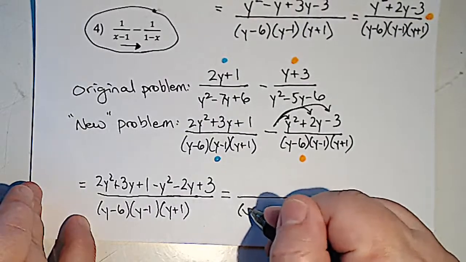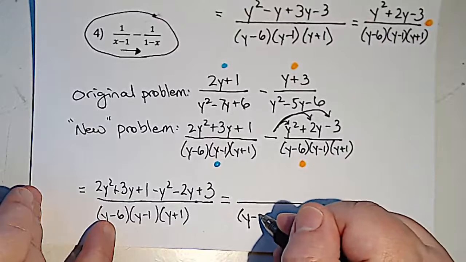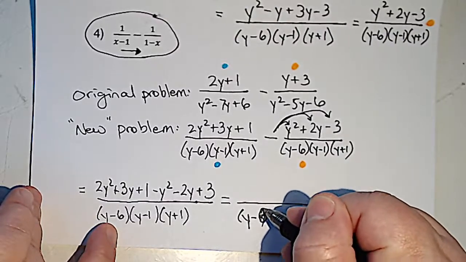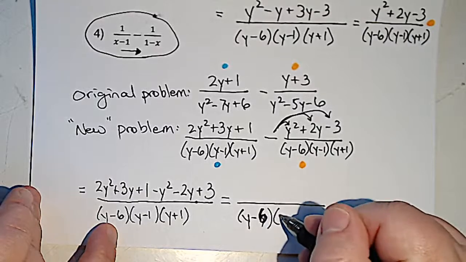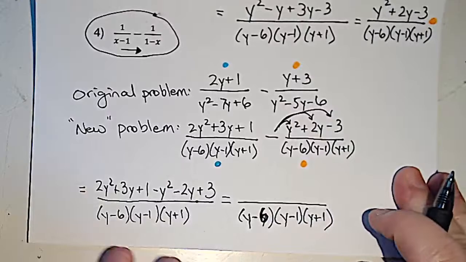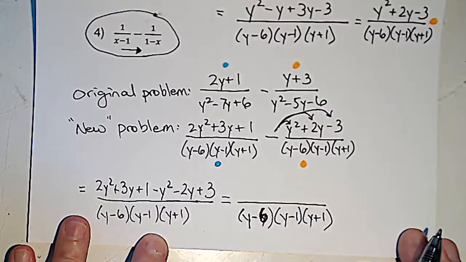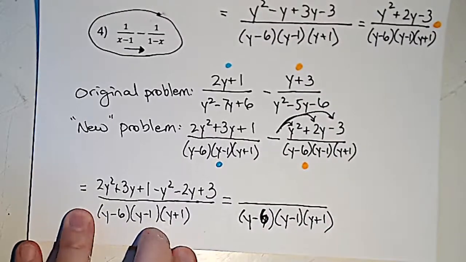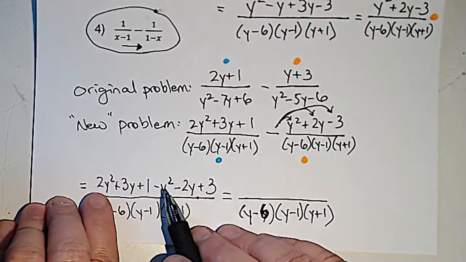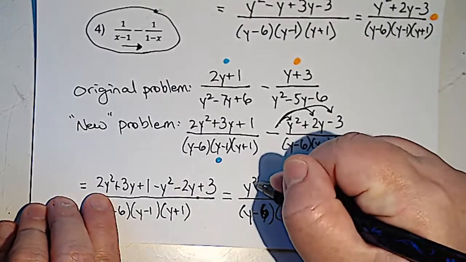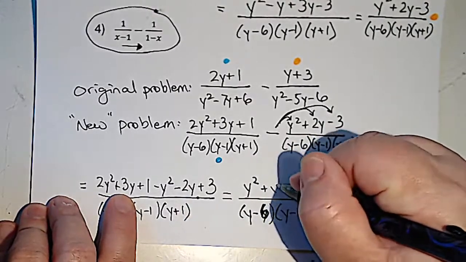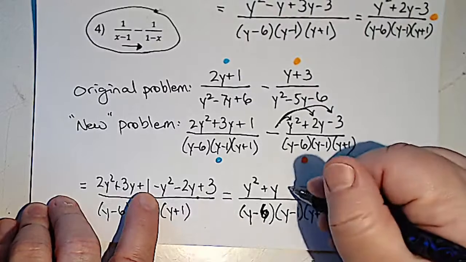Okay. Oh, and the paper, okay, dyslexia sucks. Okay, there we go. That's a small problem with the y minus 6. It's just a small thing. Okay, let me look here. I got a 2y squared minus y squared. See those two right there? I think that leaves me with the y squared. And then 3y minus 2y is plus y. And plus 1 plus 3 is plus 4.